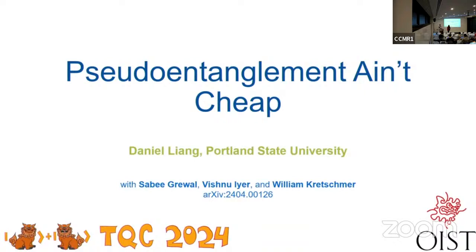This next talk is going to be about how pseudo-entanglement ain't cheap. This is a work of Daniel Liang, Sabi Grewal, Vishnu Iyer, and William Kretschmer. Daniel, please feel free to start. Thanks for the introduction. Like Dakshita said, this is called Pseudo-Entanglement Ain't Cheap with my wonderful co-authors, Sabi Grewal, who is not here at the moment, but attending the conference, Vishnu Iyer, who's sitting in the audience right there, and William Kretschmer, who could not make it.